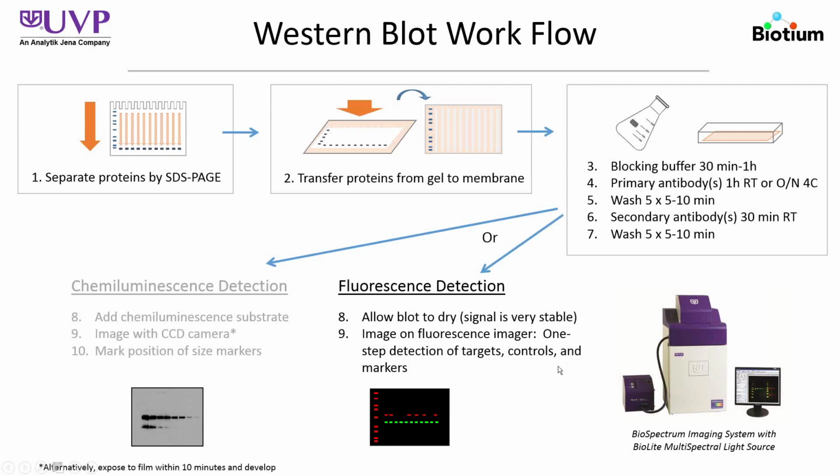Because it's multiplex detection, you have a one-step detection of your targets and internal controls, or two different targets. There are fluorescent markers available, so fluorescent markers can be imaged simultaneously. Again, eliminating the need to strip the antibodies from a blot and reprobe, which you have to do if you want to do multiplex detection, multiple target detection with chemiluminescence.